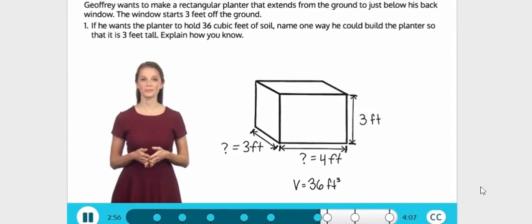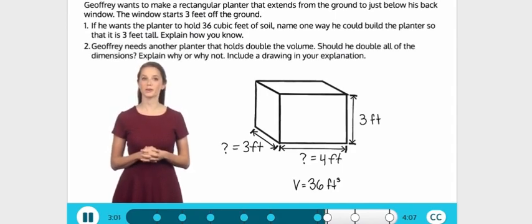Nice job on part 1. Now let's expand on what we've done. Read part 2 and imagine what is happening.